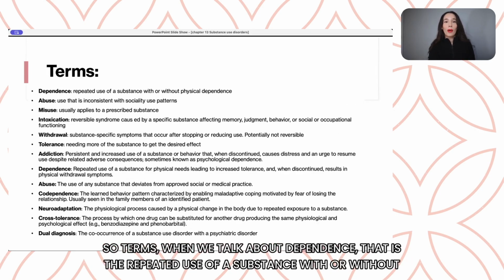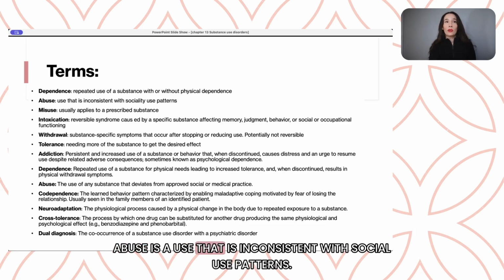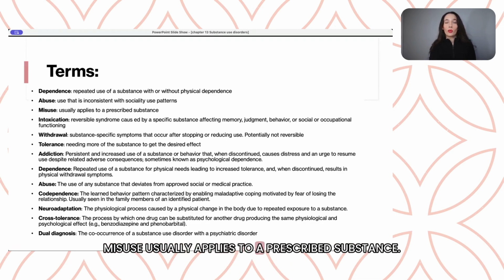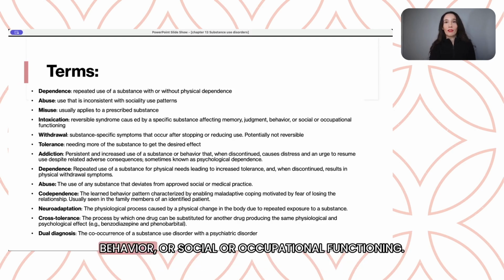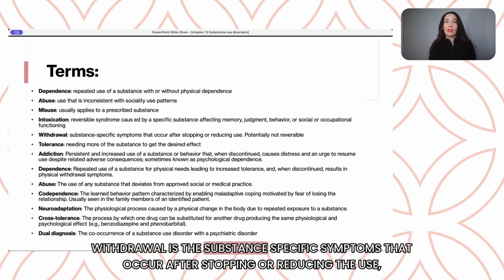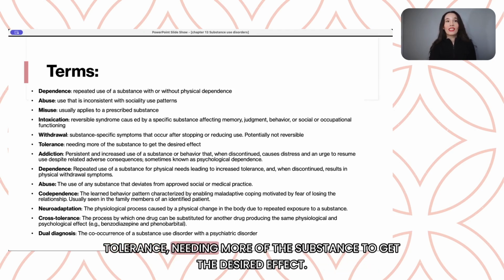So terms, when we talk about dependence, that is the repeated use of a substance with or without physical dependence. Abuse is use that is inconsistent with socially used patterns. Misuse usually applies to a prescribed substance. Intoxication is a reversible syndrome caused by a specific substance affecting memory, judgment, behavior, or social or occupational functioning. Withdrawal is the substance-specific symptoms that occur after stopping or reducing the use, potentially not reversible. Tolerance, needing more of the substance to get the desired effect.